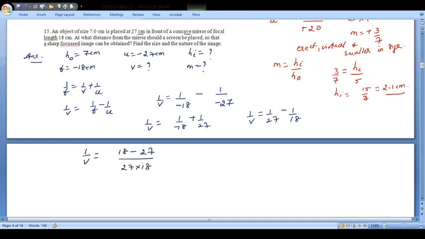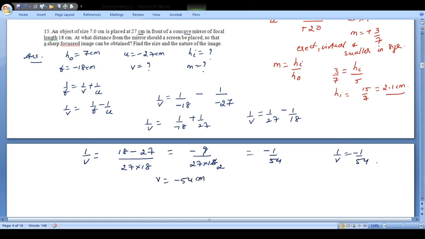Now see, whatever way you use, this LCM, and get the answer, I think it will come out to be the same only. So here this will be minus 9, and this is going to be 27 into 18. 9 ones are 9, 9 twos are 18. So this is minus 1 upon 54. So 1 upon v is equal to minus 1 upon 54. So what will be v? v is going to be minus 54 centimeters.